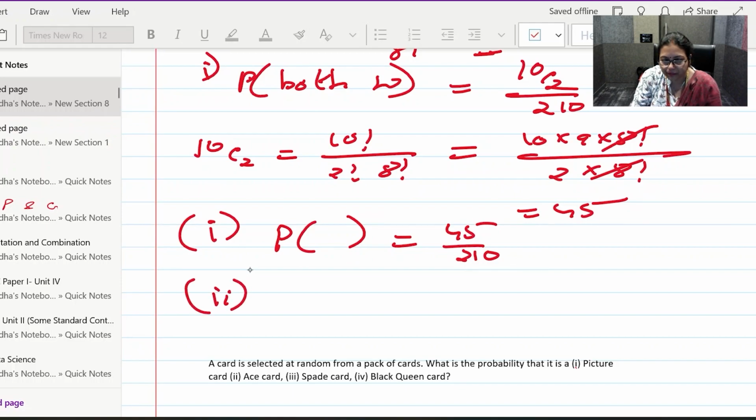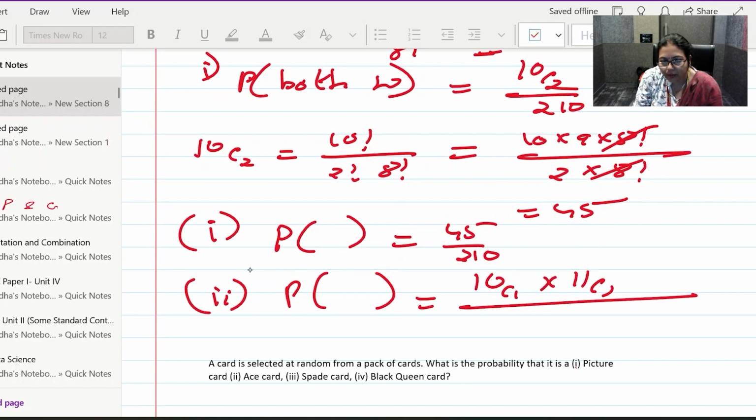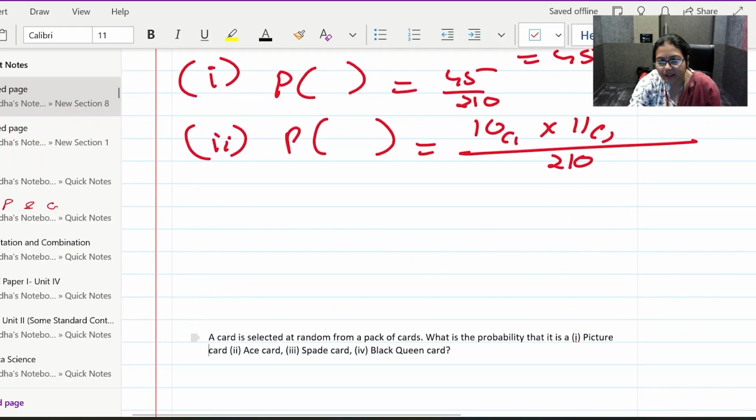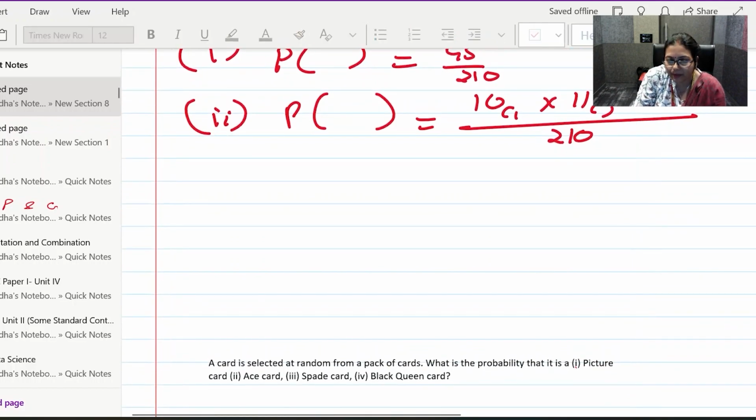Second question, one white and one black, right? Now in probability, AND means we have to multiply, OR means we have to add. AND means the intersection and OR means union. So we have to select one white ball and one black ball, and the total number of cases is 210. So anything C1, if I split it, it will be the value itself. So 10C1 will take the value 10 only, 11C1 will take the value 11. So my answer will be 10 into 11 divided by 210. We can simplify and get the answer.